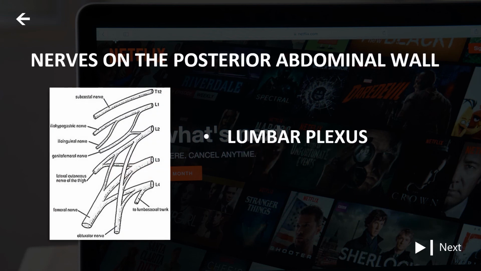Nerves on the posterior abdominal wall. Lumbar plexus. The lumbar plexus is created from lumbar spinal nerves L2, L3, and L4. Its principal function is to supply motor and sensory innervation to the anterior compartment of the thigh. The nerve exits the plexus and enters the femoral triangle, passing just lateral to the femoral artery.